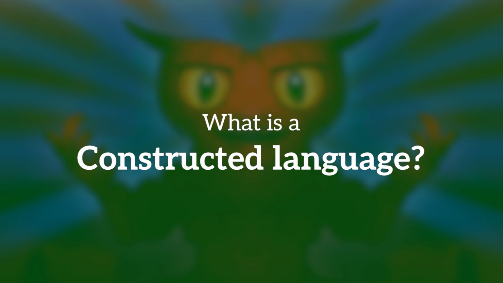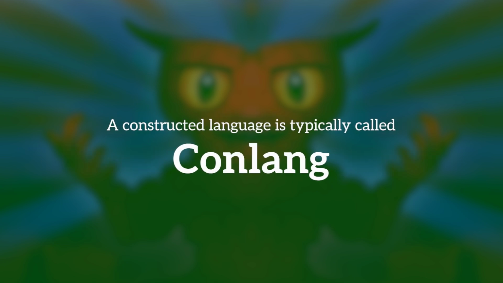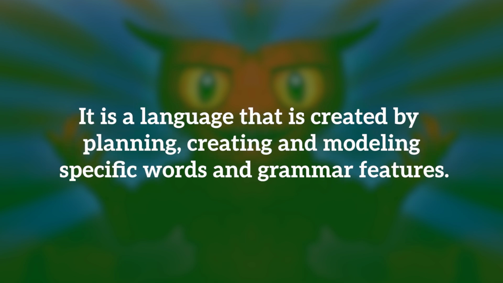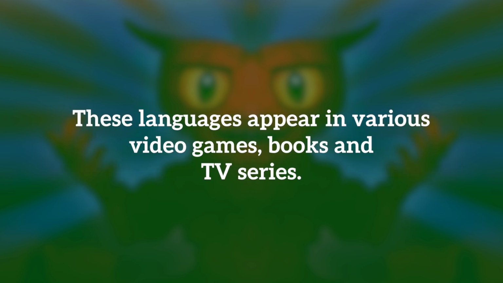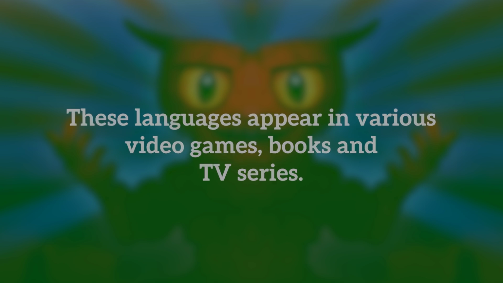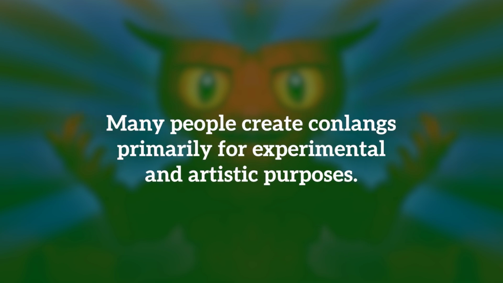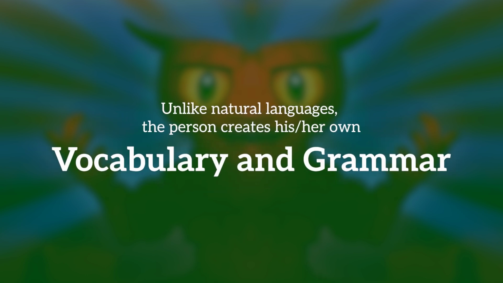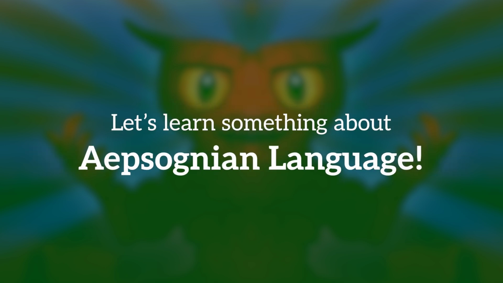A constructed language, also known as conlang, is a language that a person has created for his own purpose, like creating a language for a video game, for a book, or some TV series. Many people were creating various languages in history, and these languages are typically made when a person invents words and grammar features. But this will be a topic for another video.